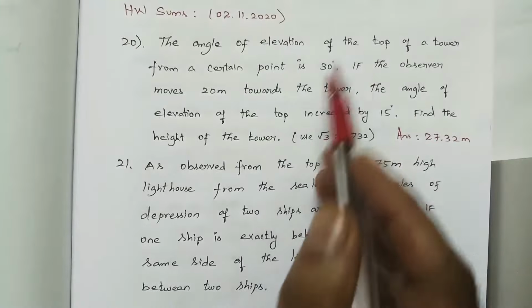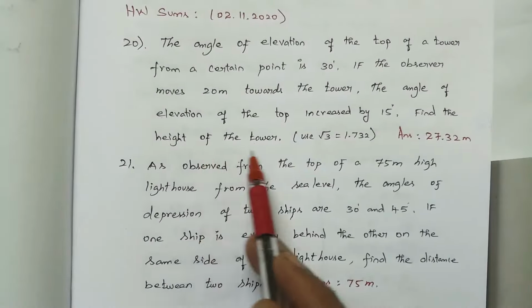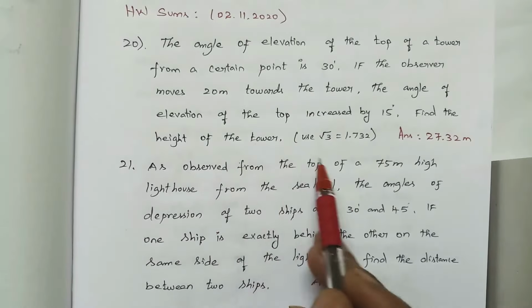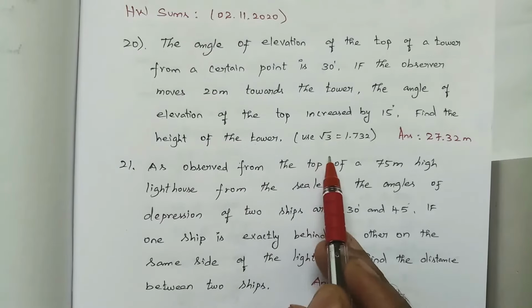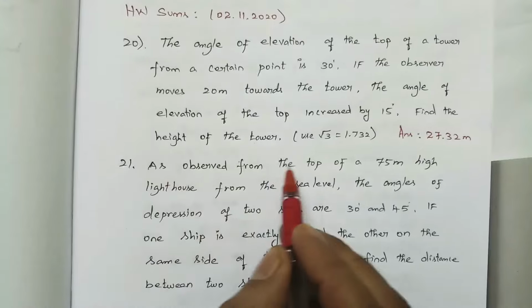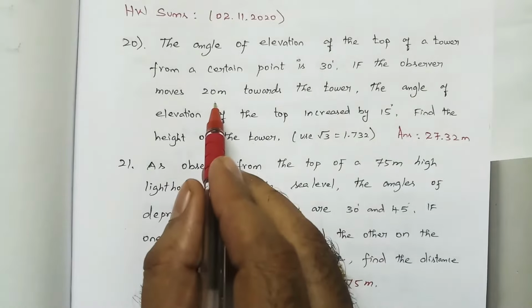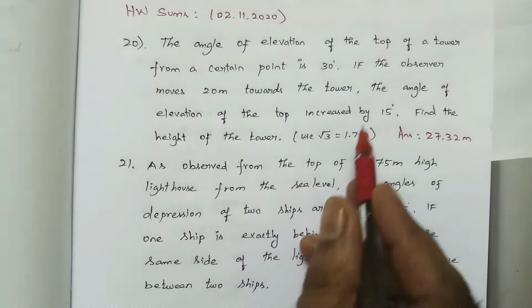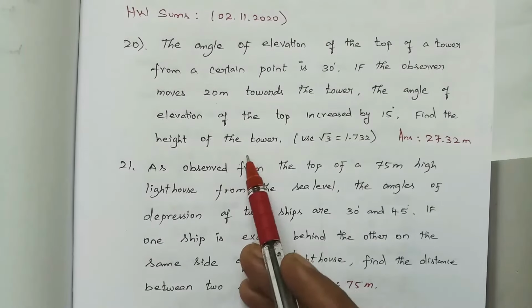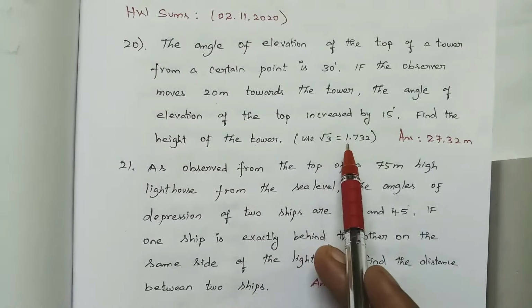Here also we will get 2 right angle triangles with the tower. From there they observe 30 degree, and moving towards the tower, 15 degree is increasing. 30 plus 15, 45. So 45 degree. 20 meter towards the tower means moving from one point to another point, a distance of 20 meter. From that point they see the tower at an angle of elevation of 45 degree. Find the height of the tower. Final answer is 27.32 meter. Use root 3 equal to 1.732, they have given.